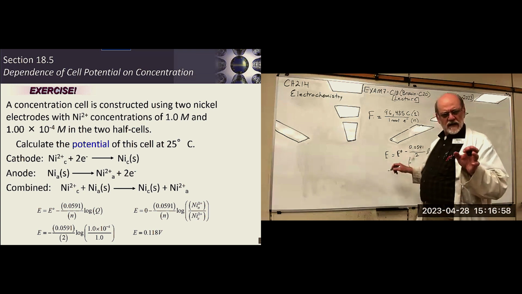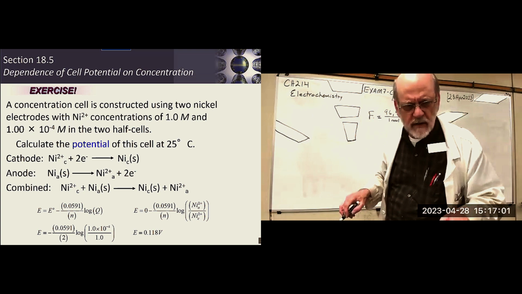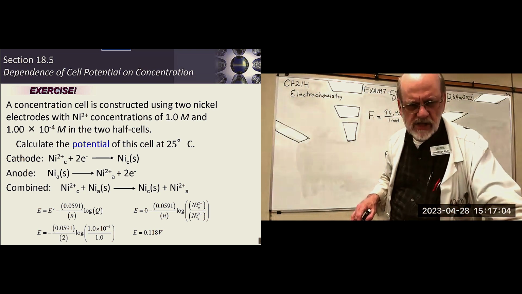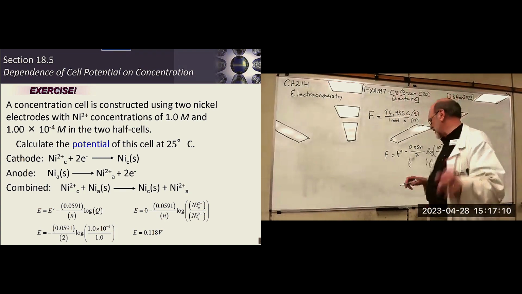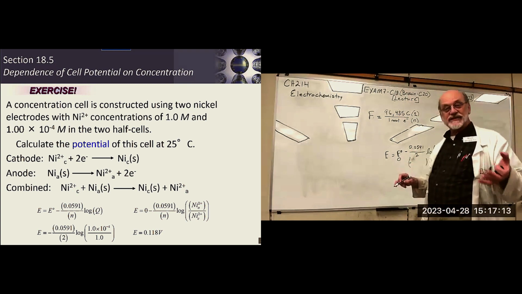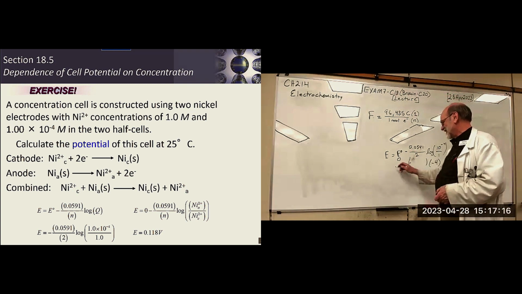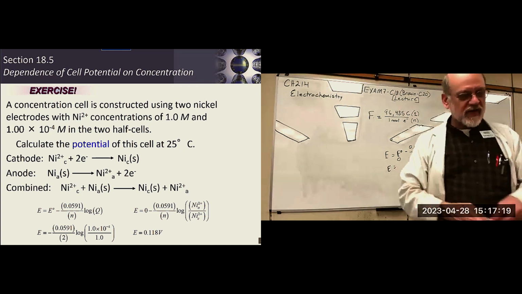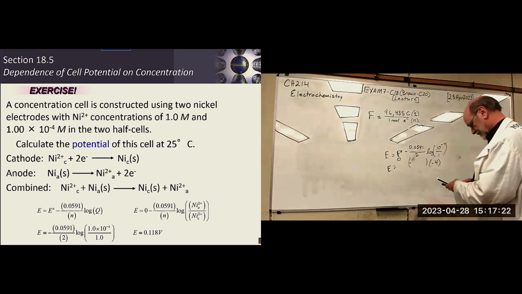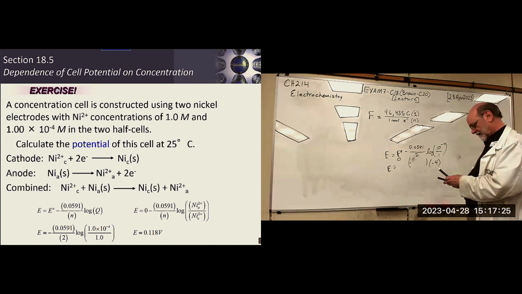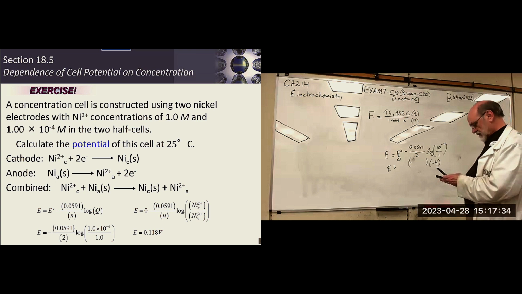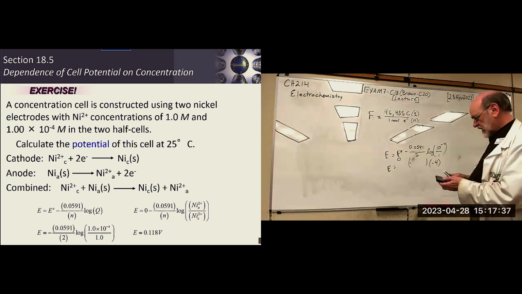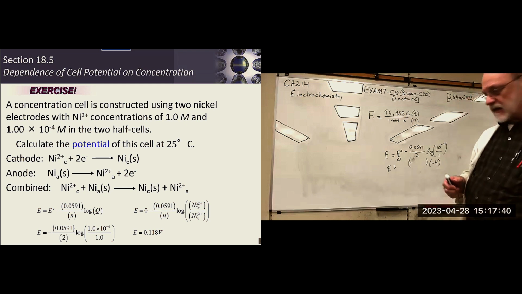And then E0 is what? E0, where is E0? Oh, E0 is 0. I just told you on the previous slide. E0 is 0 because it's a concentration cell. All right. So if we do that calculation, and there, then we get 0.118.